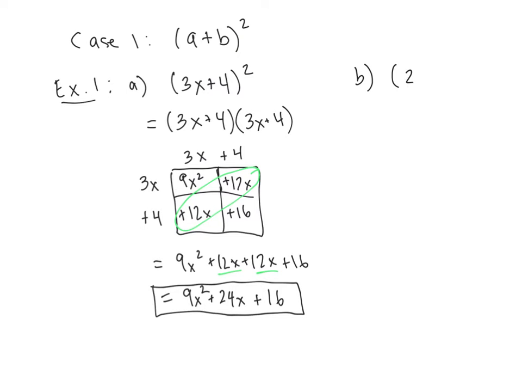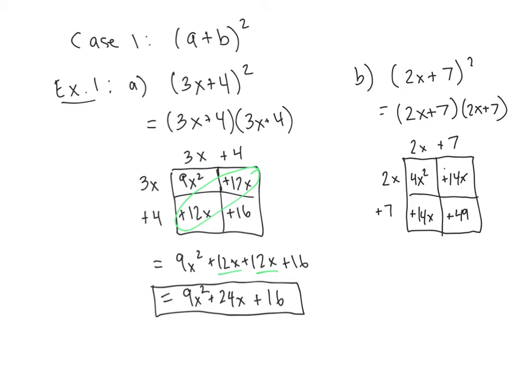So here's one for you to try, 2x plus 7 squared. Again, we can rewrite it as 2x plus 7 times 2x plus 7. Go ahead and multiply that out with the box. Add the boxes up and enter your answer when you're ready.